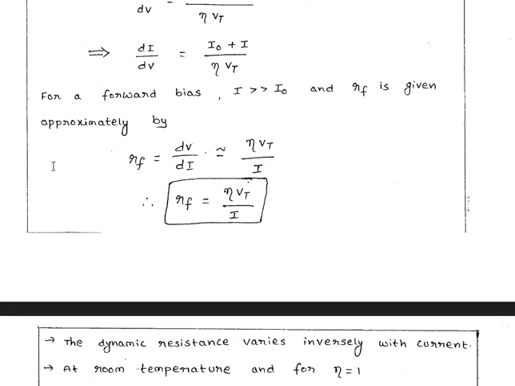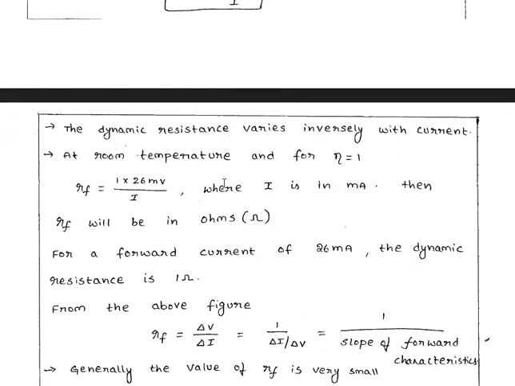Substituting all the constants in the equation, we get Vt is equal to T by 11,600. As we know the temperature at room temperature, we can substitute the values. We get Vt as 26 millivolts. From that, Rf is equal to 26 millivolts by I is my equation.